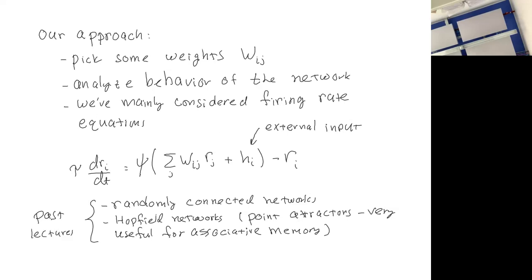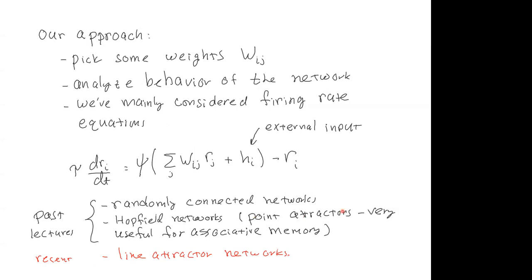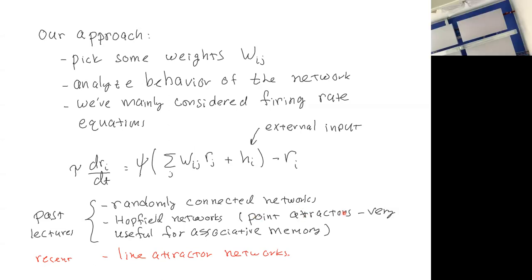So now we're just going to say, okay, Hopfield networks, point attractors are good, but what about line attractors? So this lecture is about line attractor networks. And line attractor networks are a natural extension of point attractor networks. In point attractor networks, a single point in activity space is a stable fixed point of the dynamics. In line attractor networks, you have a whole line that's a fixed point.